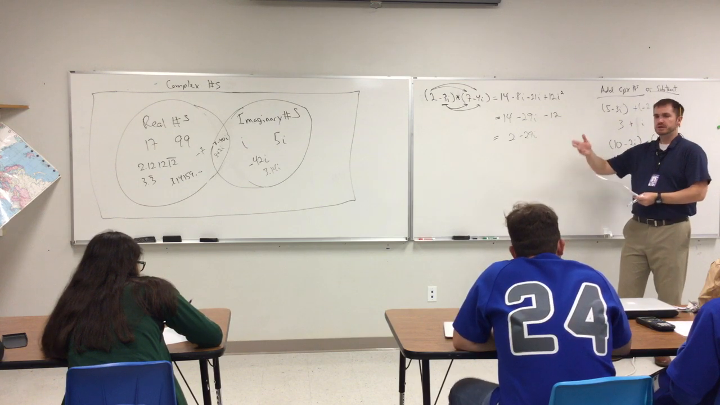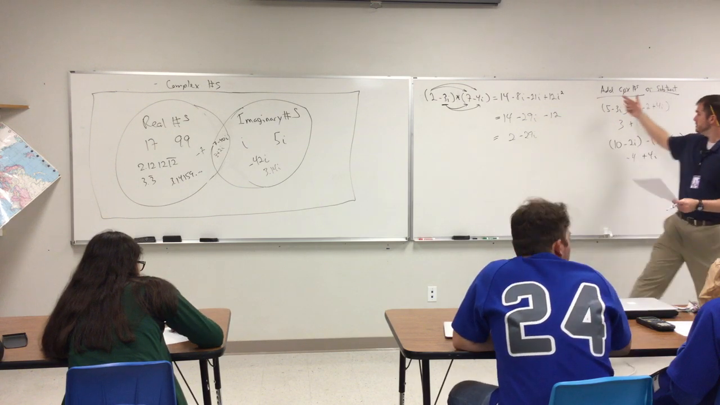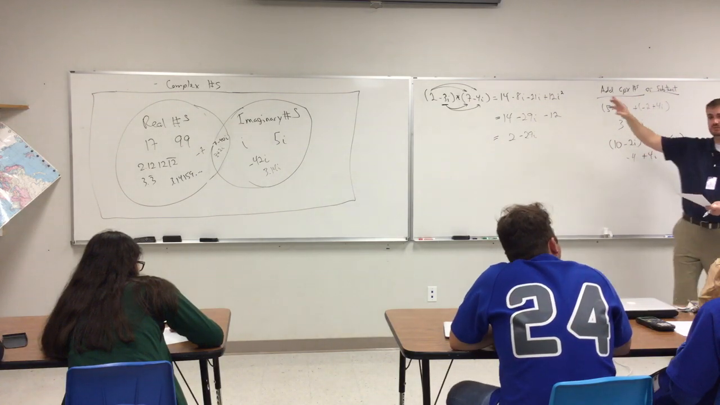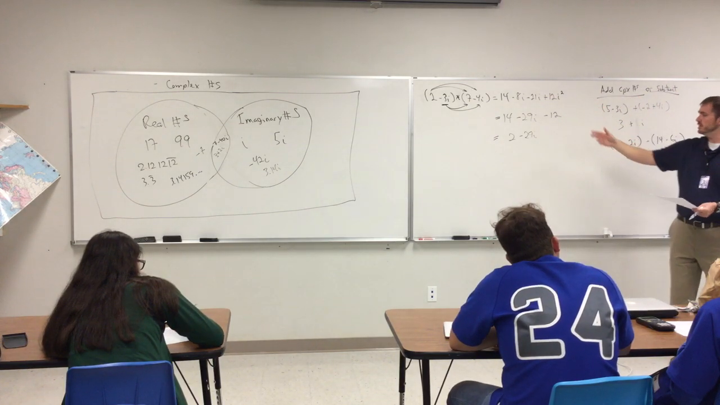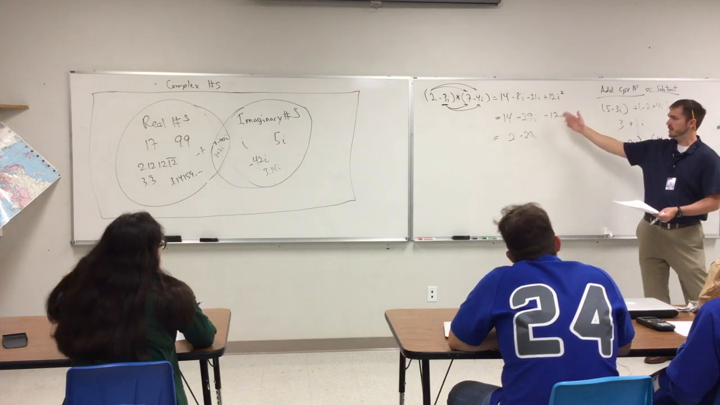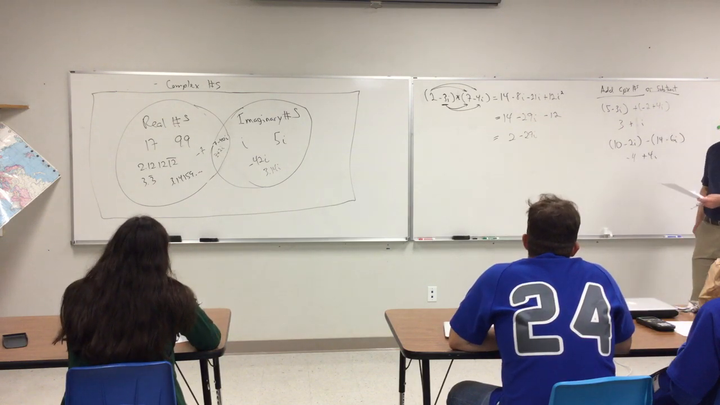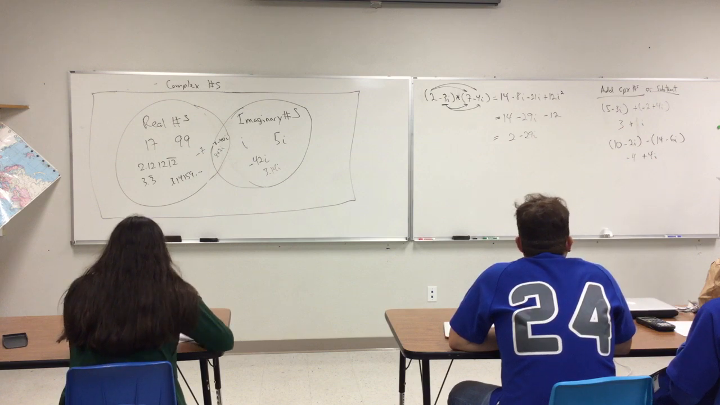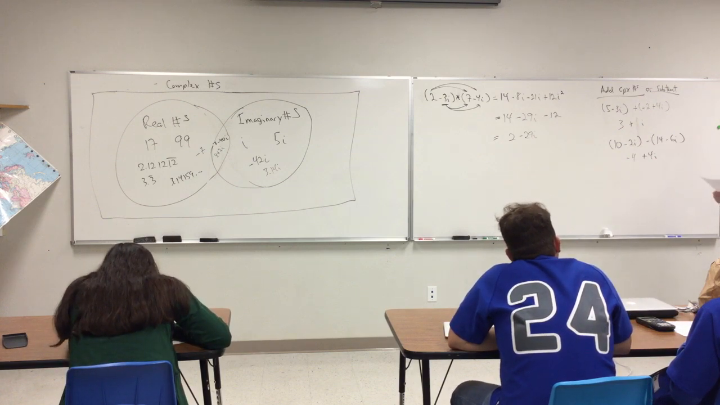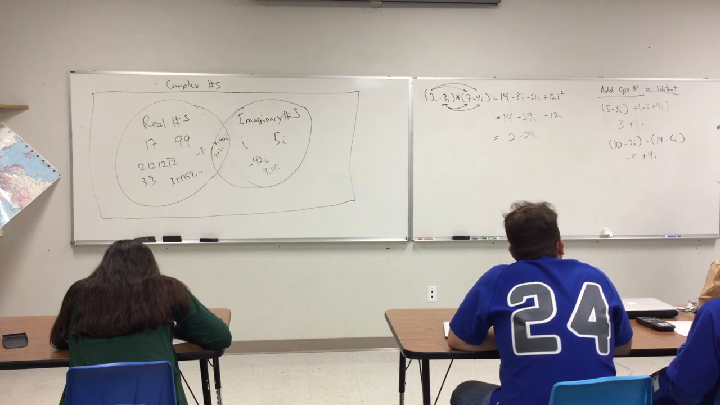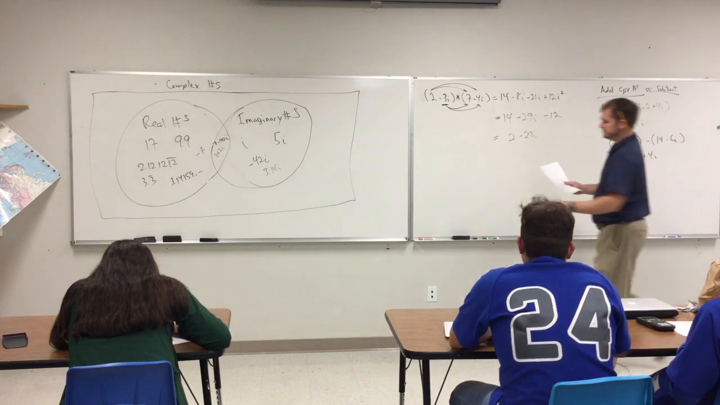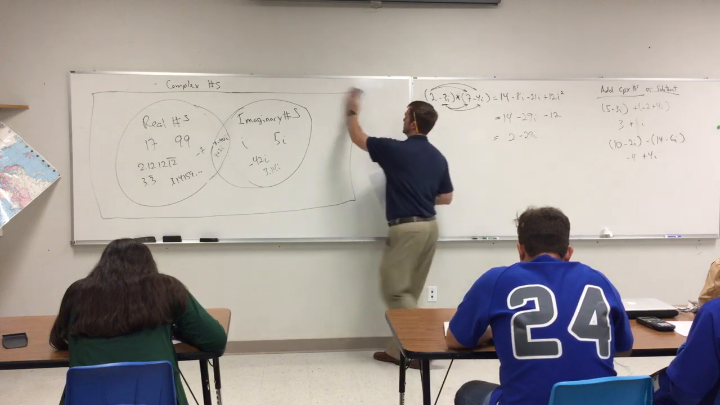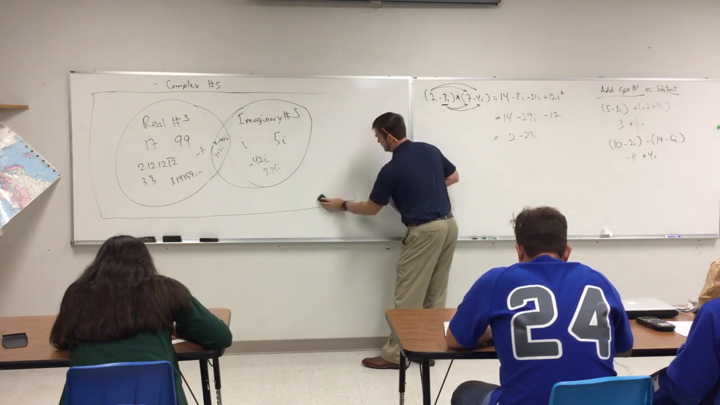All right, hooray! So if you can combine like terms, and if you can FOIL and combine like terms, then good news, you can add, subtract, or multiply complex numbers. Ooh, we got lots of time. What about divide? I didn't say that. Well, not so much. It's a little annoying.